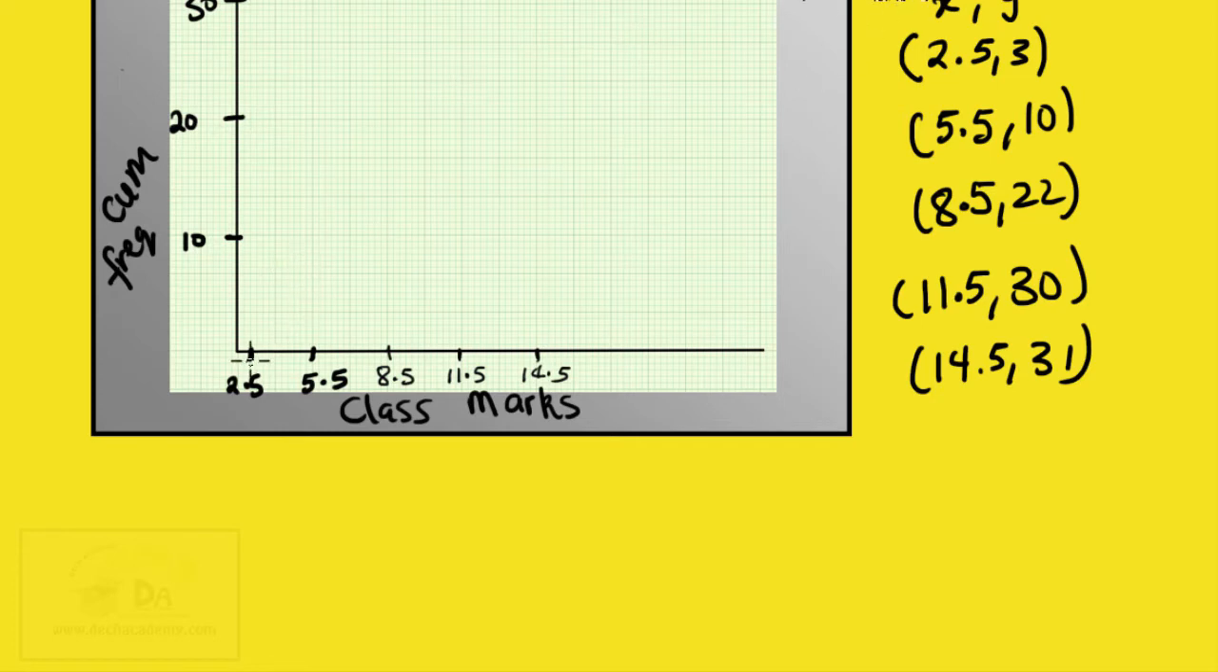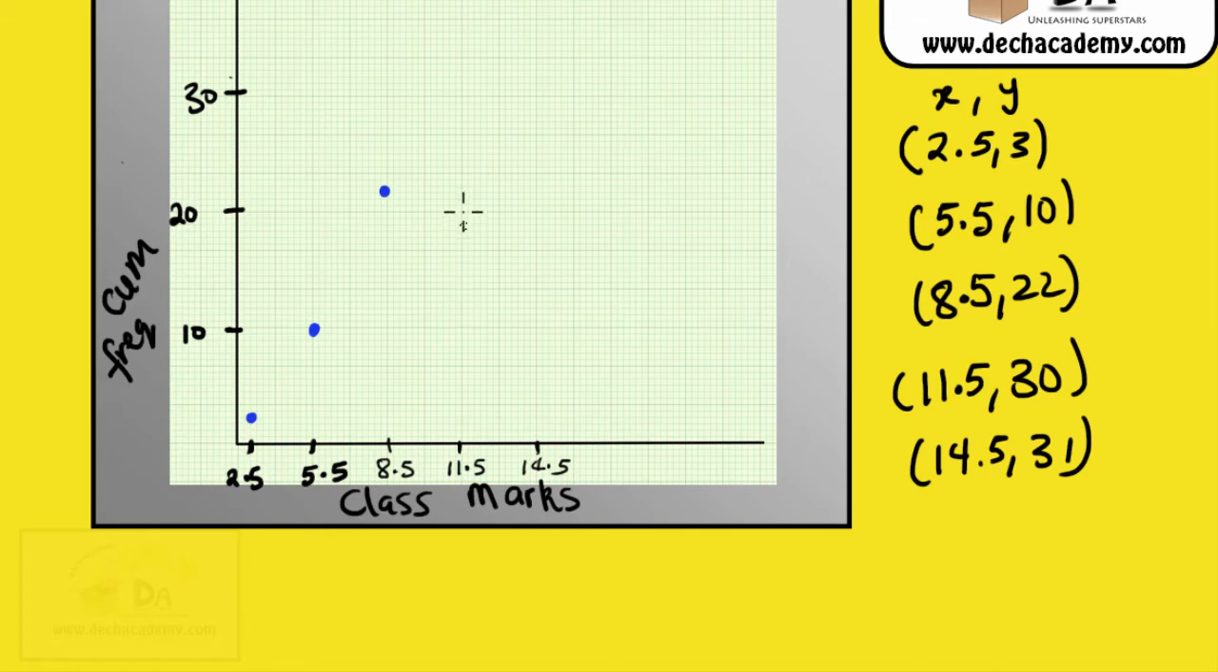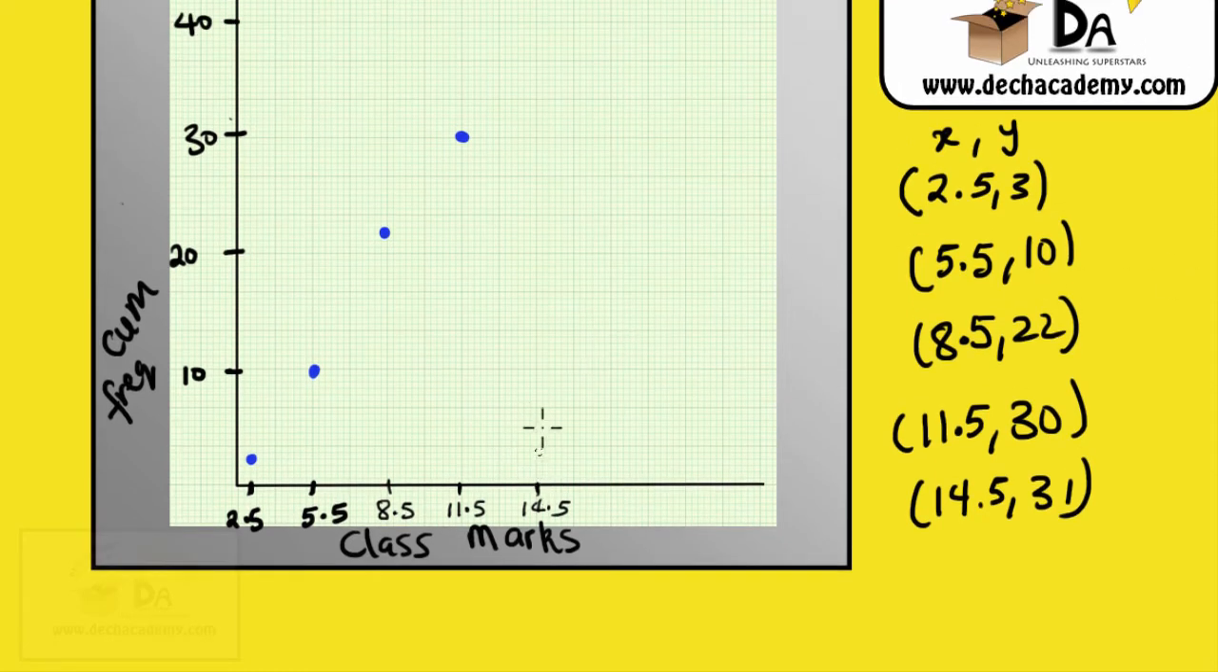So the point 2.5 and 3 is going to be somewhere here. Point 5.5 and 10, somewhere here. Point 8.5 and 22, it's going to be somewhere here. The point 11.5 and 30, somewhere here. And finally the point 14.5 and 31. 31 is just going to lie slightly above 30. So somewhere, let's say somewhere here. I'm now going to join up all the points.